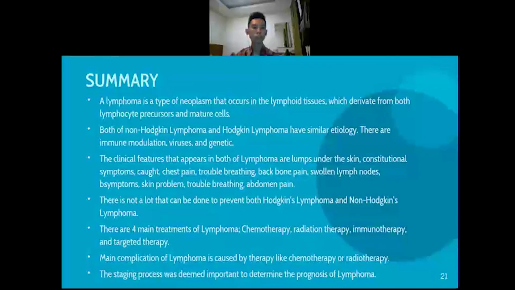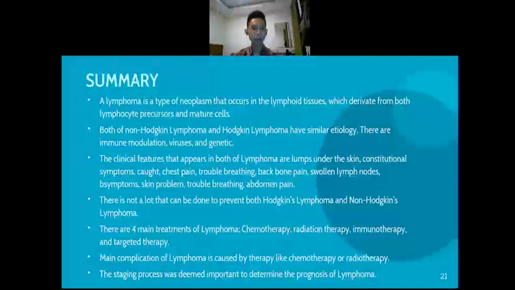Third, the clinical features that appear in both lymphomas are lump in the skin, constitutional symptoms, cough, chest pain, trouble breathing, backbone pain, swollen lymph nodes, B symptoms, skin problems, and abdominal pain. Fourth, there is not a lot that can be done to prevent both Hodgkin lymphoma and non-Hodgkin lymphoma.